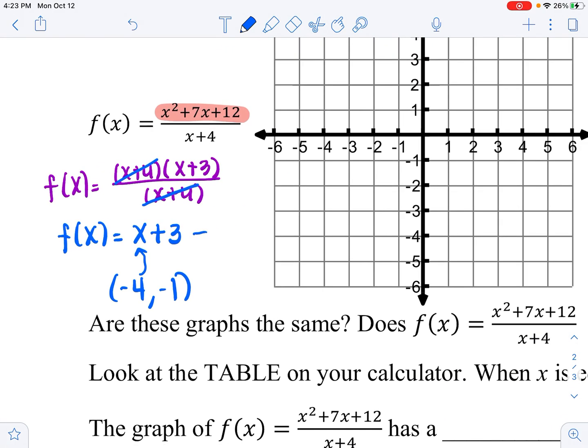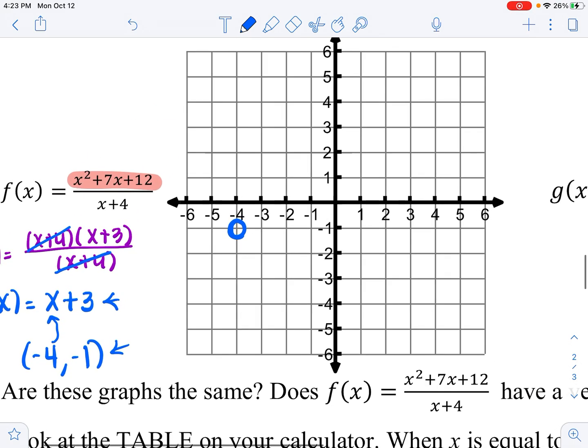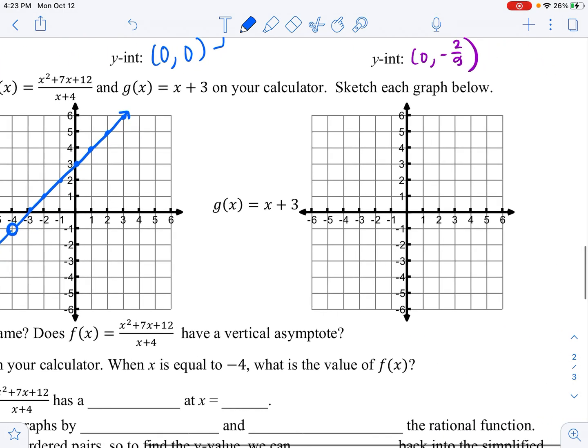So it's the line y equals x plus 3, except there's a hole at negative 4, negative 1. So let's go ahead and graph that. Negative 4, negative 1, there's a hole, right? But it's just the line y equals x plus 3 here. So y-intercept of 3, slope of 1. So this is actually what the first one looks like. And this is what the second one actually looks like. There's no hole in this one.